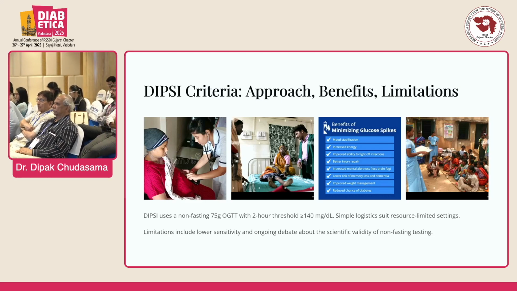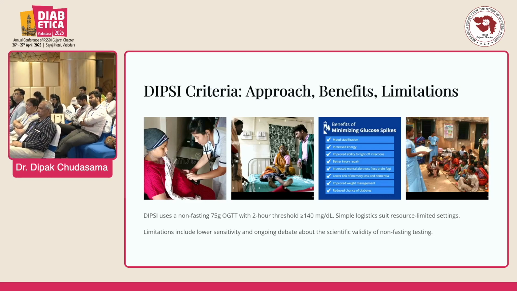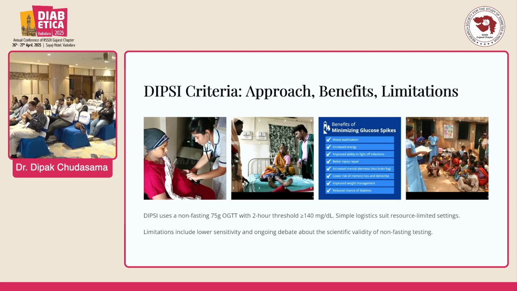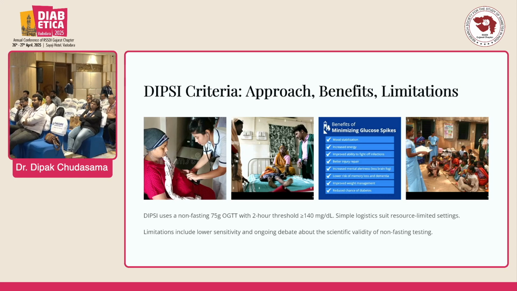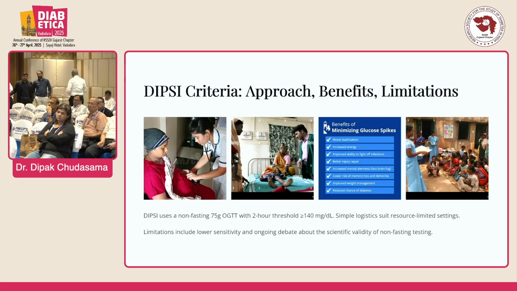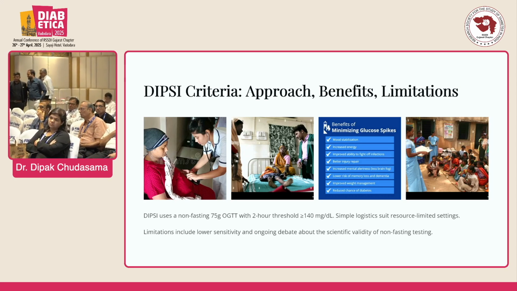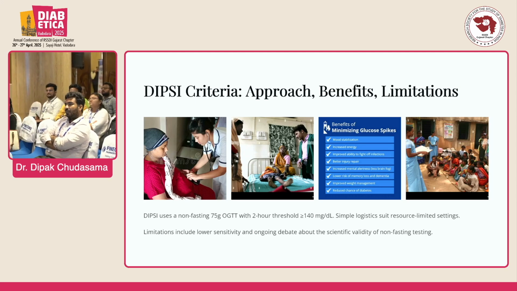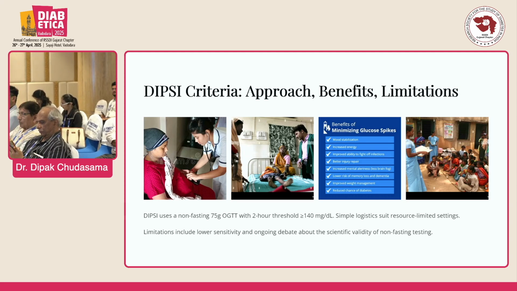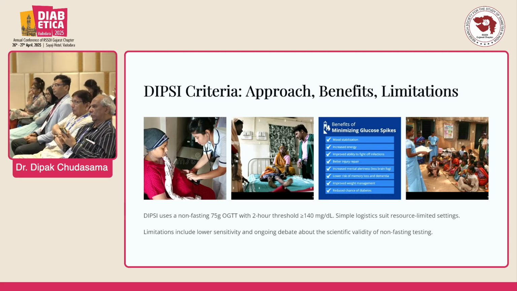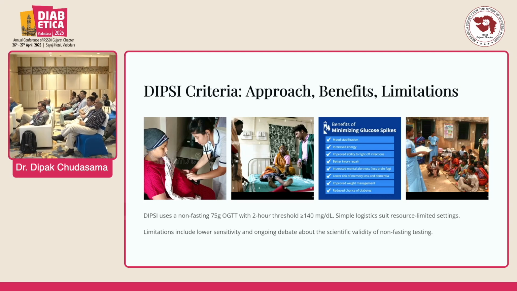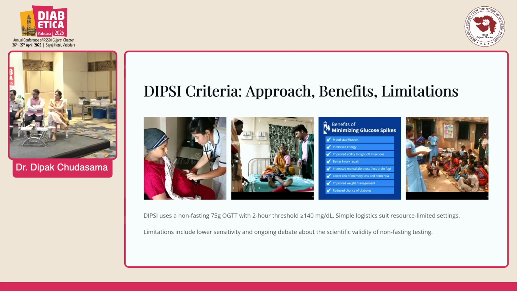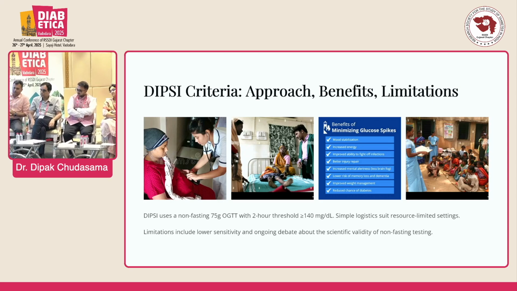Our Indian DIPSI criteria uses a non-fasting test. Whatever the fed state of the pregnant lady, you just give 75 gram of glucose and do the oral glucose tolerance test with a 2-hour threshold. If it is more than 140, you can directly diagnose GDM at 24 to 28 weeks of gestation. Simple logistics for resource-limited settings. Limitations of this particular DIPSI criteria: it has lower sensitivity, and there is ongoing debate about the scientific validity of a non-fasting test.